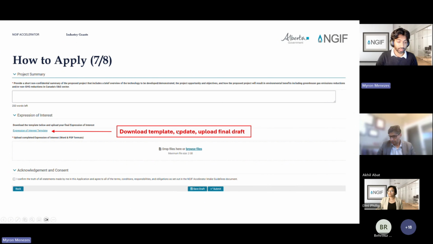You'll be asked to submit some pretty high-level information on the fields that are present there, but the main section is the expression of interest section. You'll have to click on the template, download the Word template present, populate it with the relevant information addressing all the questions there, and upload both the Word and PDF formats in the Dropbox here before clicking submit.